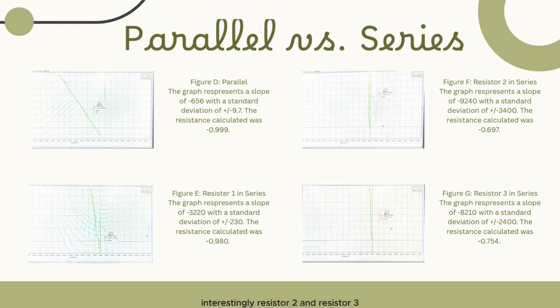Interestingly, resistor 2 and resistor 3, when in the serial position, which was the one that was not aligned in parallel, have less current and higher voltage due to the slope being closer to 0. However, the parallel displays a steeper slope, which is indicative of what we've seen in our last slide. As the current is increasing, the voltage is decreasing, which then conveys a higher resistance.